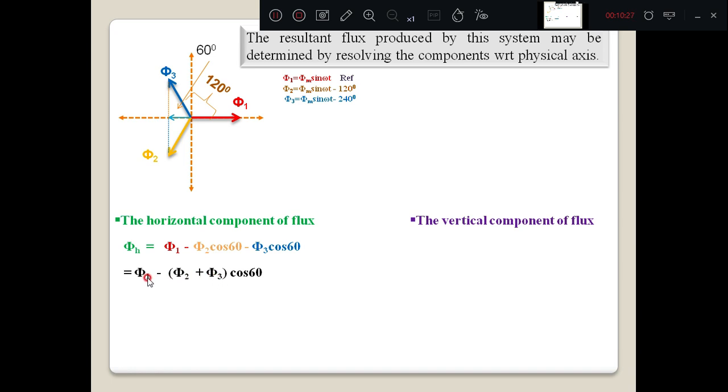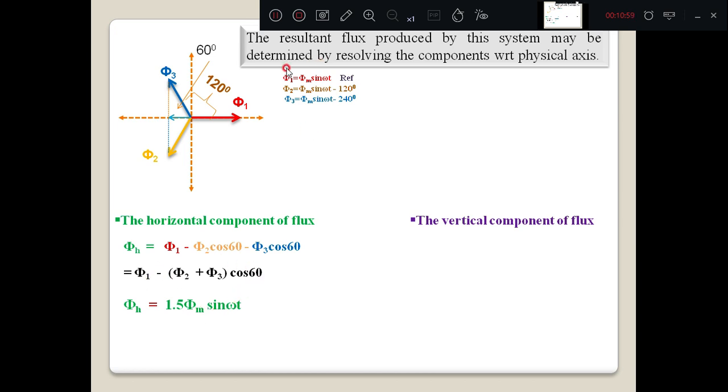Then what I am doing here is substituting the values of phi 1, phi 2, phi 3 in this equation. Phi 1, phi 2, phi 3 are phi max sin omega t, phi max sin omega t minus 120 and phi max sin omega t minus 240. After substituting, I apply the sin a minus b formula and simplify. Ultimately the horizontal component I am getting is 1.5 times phi m into sin omega t. That is what you have to do.